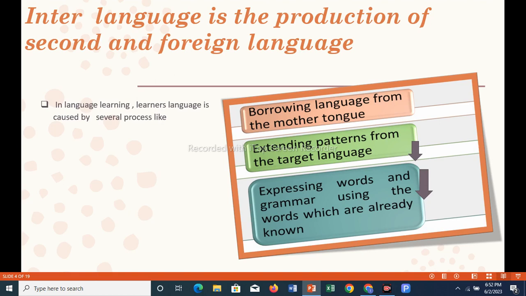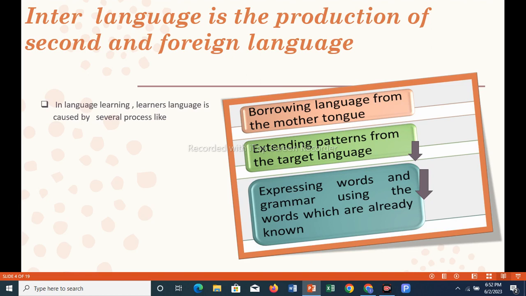Basically, interlanguage and the production of a second language can be assumed through three processes. First of all occurs borrowing from the mother tongue, which means that we borrow certain words from the mother tongue and incorporate them into our language. For example, the desi word such as nasi does not exist in the English language, but as Urdu speakers, we don't have that concept in the language, so we borrow some terms from our mother tongue. Moreover, there are some extended patterns from the target language that are also borrowed.